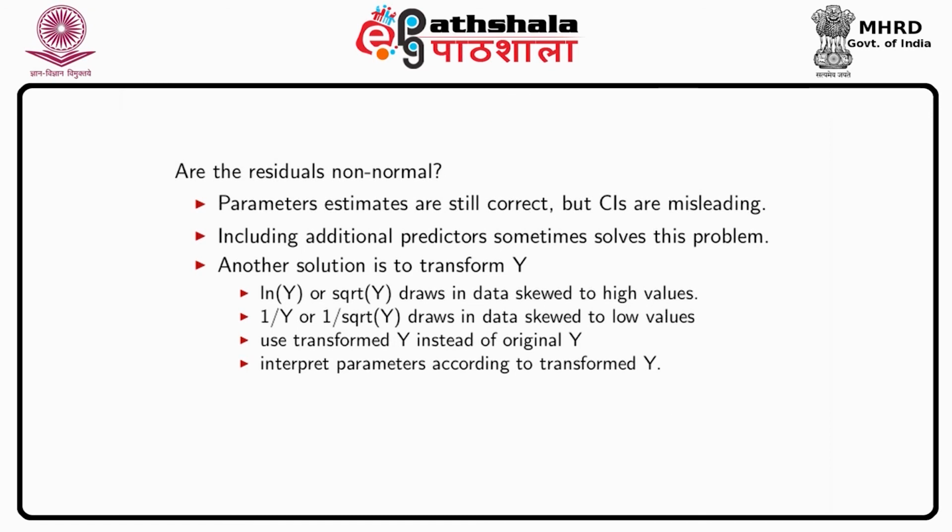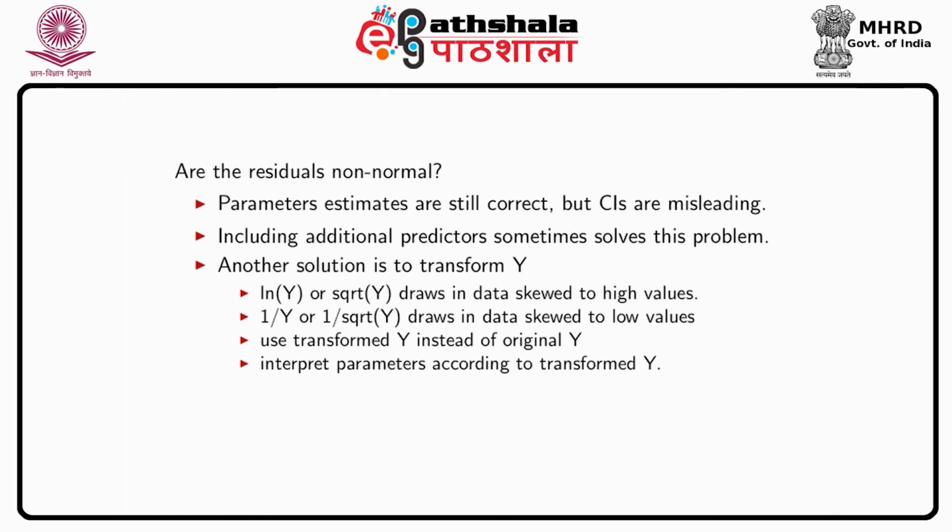Sometimes when any of the linearity assumptions are not satisfied, we try to transform the y variable or the x variable so that we can then fit the linear regression model to the transformed variable, and that will show us that all the assumptions of linearity have been satisfied. So log of y or square root of y draws in data skewed to high values, or we sometimes take 1 divided by y or 1 divided by square root of y to draw in data skewed to low values. We can use transformed y instead of original y while fitting the data, but the interpretation of parameters should also be done according to the transformed y.